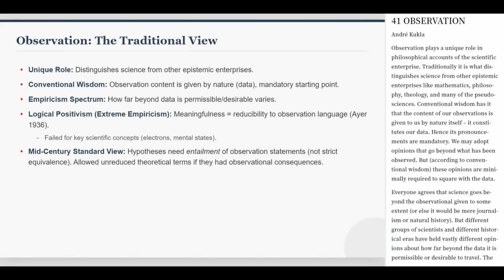Otherwise, it'd be like natural history. But how far is too far? Empiricism is all about staying close to the data. The logical positivists in the early 20th century took this to an extreme.